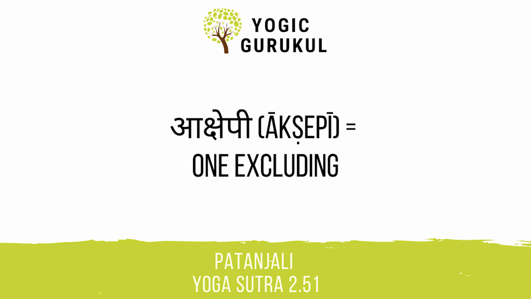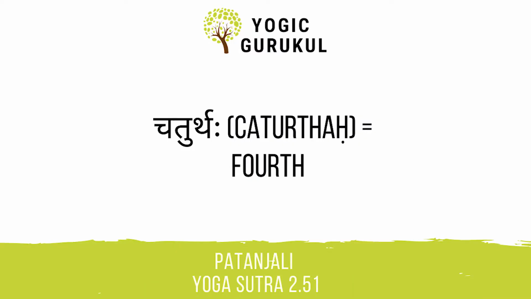Alright, and within the sutra it comes as Akshepi in the continuation, but the word is Akshepi, which basically means excluding. So excluding something. And the final word here is Chaturthaha. And Chatur usually refers to the fourth. So it's usually used to depict the fourth of something. So here, since we're talking about all the pranayama varieties, we've been given the word Chaturthaha, which refers to the fourth type.